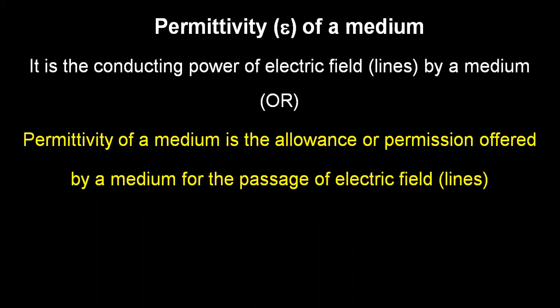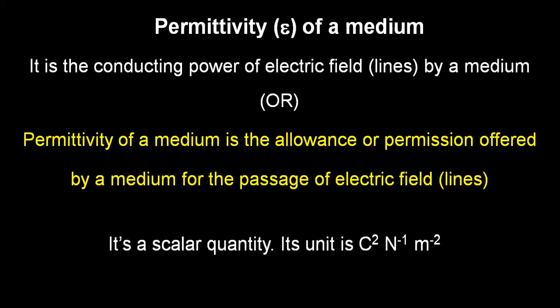Permittivity has only magnitude and no direction. Therefore, it is a scalar quantity. Its unit is Coulomb square, Newton to the power minus 1, meter to the power minus 2. So please make note of the unit of permittivity.